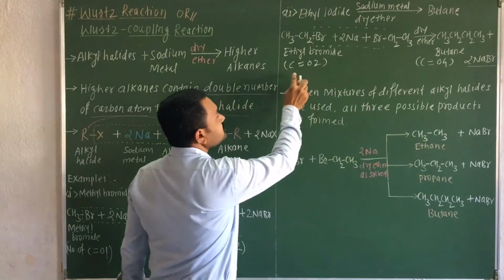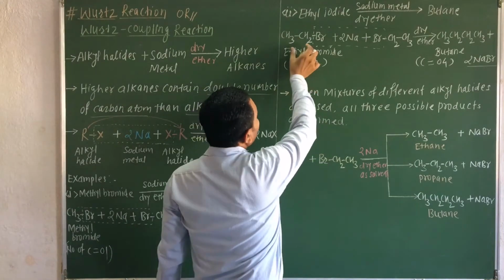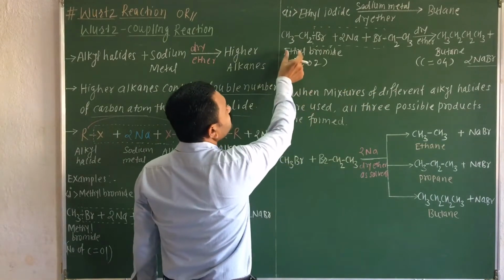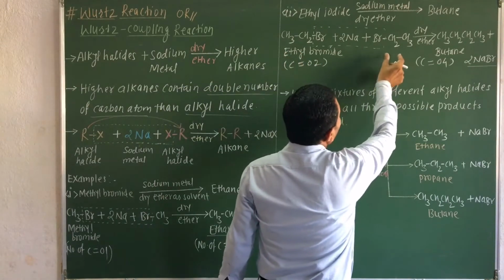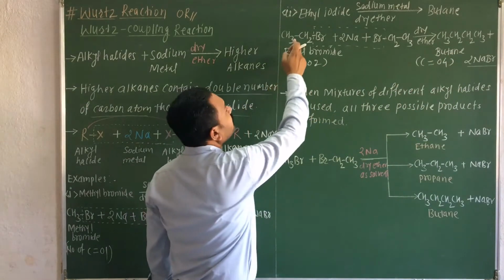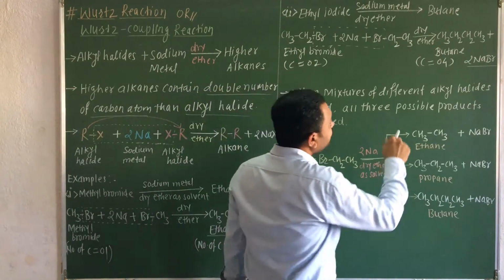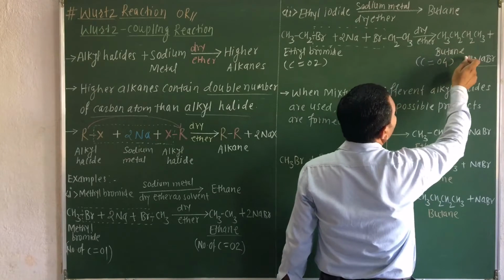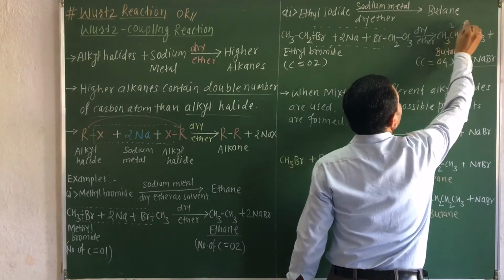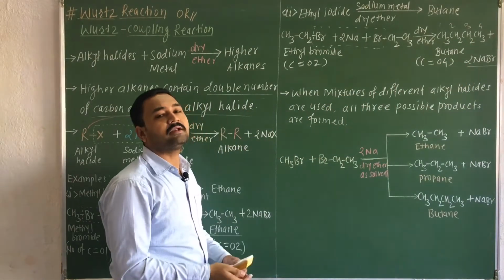Again, you can observe that in ethyl bromide there are only 2 carbon atoms. Now these two ethyl groups combine with each other and give butane. So the number of carbon atoms in ethyl bromide is 2, while in the product there are 4 carbon atoms: carbon atom number 1st, 2nd, 3rd and 4th. So we are getting double the number of carbon atoms in the product.